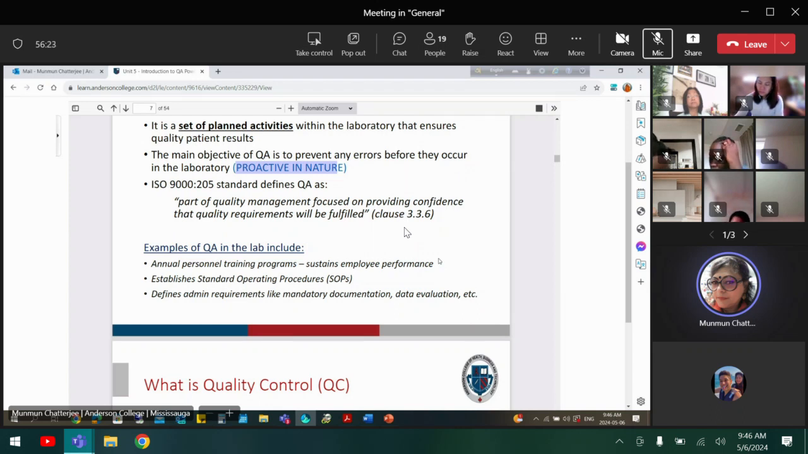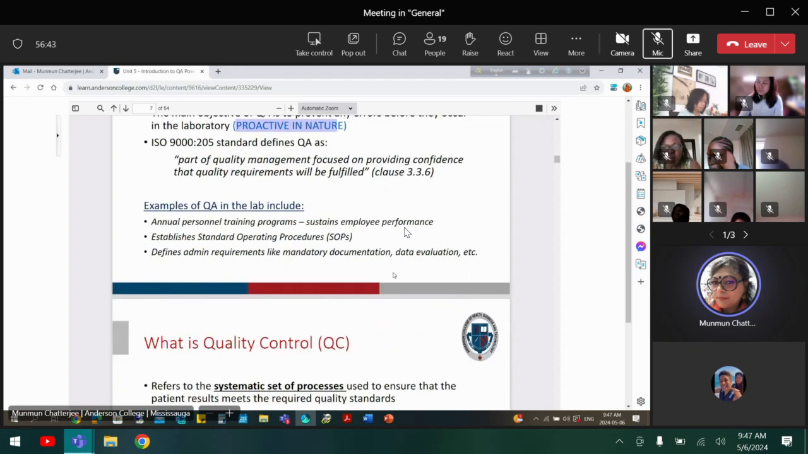As per the advancement or change of any system, they have to train or inform employees regarding the standard operating procedures and any changes to the system. It defines admin requirements like mandatory documentation, data evaluation, etc. Nowadays, everything is computerized. If there is any note or anything, you have to do that.